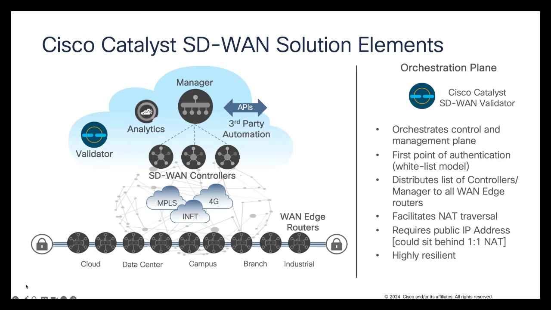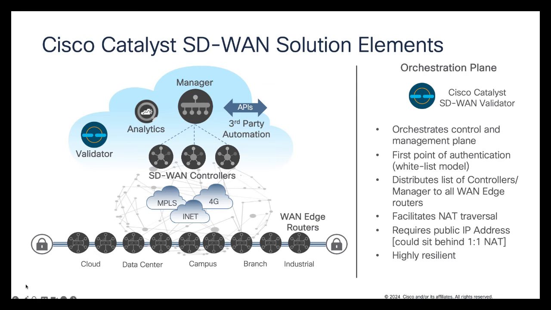The validator is essentially the network orchestrator for device bring up and secure communications between the device components. So it basically facilitates the mutual discovery of the control and management elements of the solution. It leverages a zero trust certificate based model. It also automatically distributes the list of controllers and the manager to the WAN edge device as it's getting onboarded into the system.